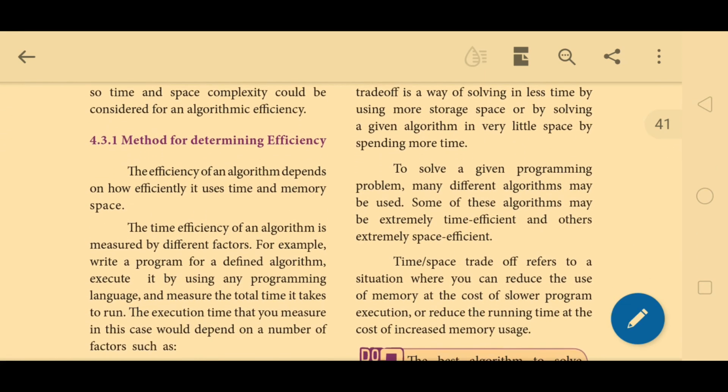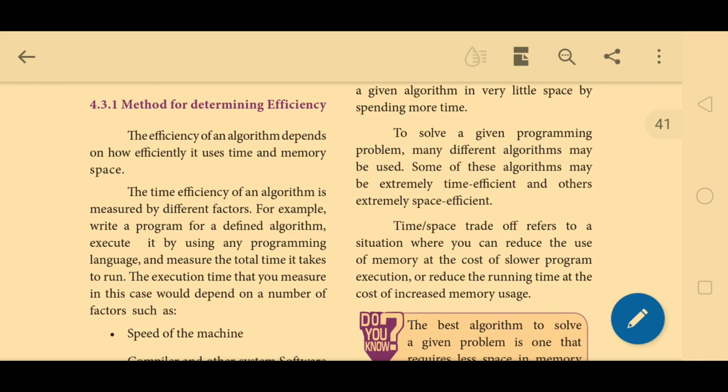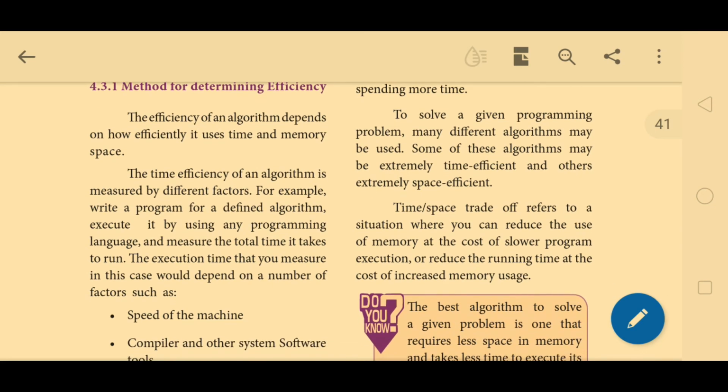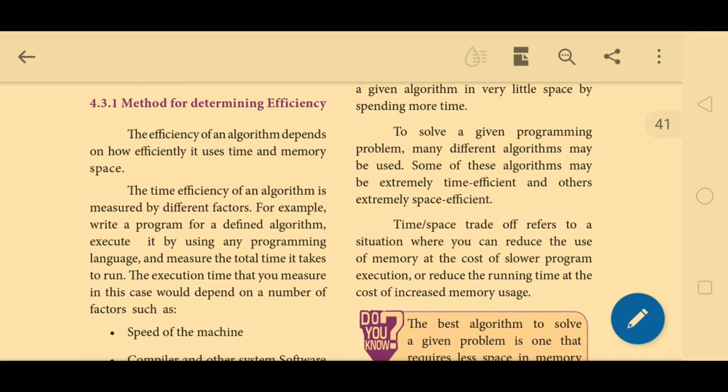efficiency. Here, if we want to find the efficiency of an algorithm, it depends on how efficiently it uses time and memory space. That is nothing but execution time and the memory space allocated.